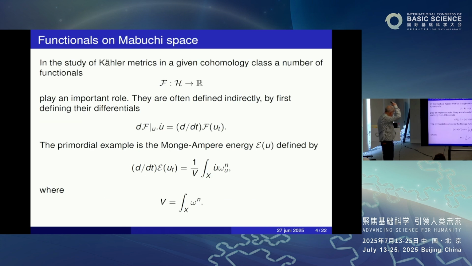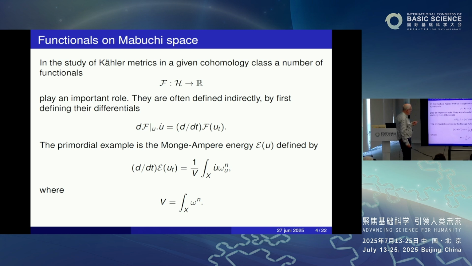Now, in the study of Kähler metrics in a given cohomology class, which is precisely what we have here, there are a certain number of functionals that play an important role. So I call a typical functional f here. It's just a map from H to R. And they are often defined somewhat indirectly by first defining the differentials.